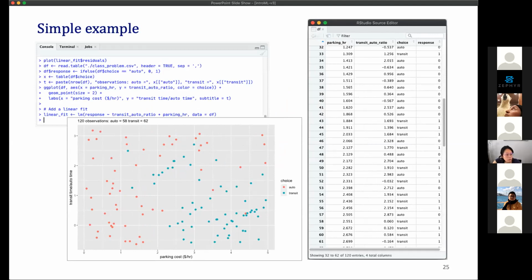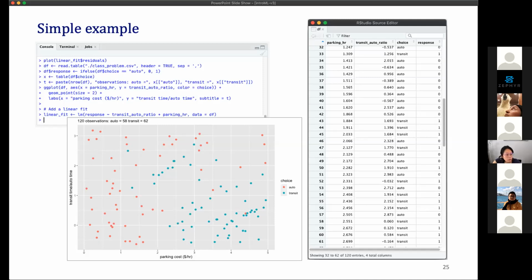So I've got 120 observations in this data set, and you can see the structure there on the right. It's got three variables. One is the parking cost per hour at the destination end. The second variable is the ratio of transit travel time to auto travel time. And the third is the chosen choice. Now, these are commuters into a central city area. And in order to do logistic regression later on, I have to code the response variable that you see in the rightmost column as a binary variable to represent whether you're in auto or transit.